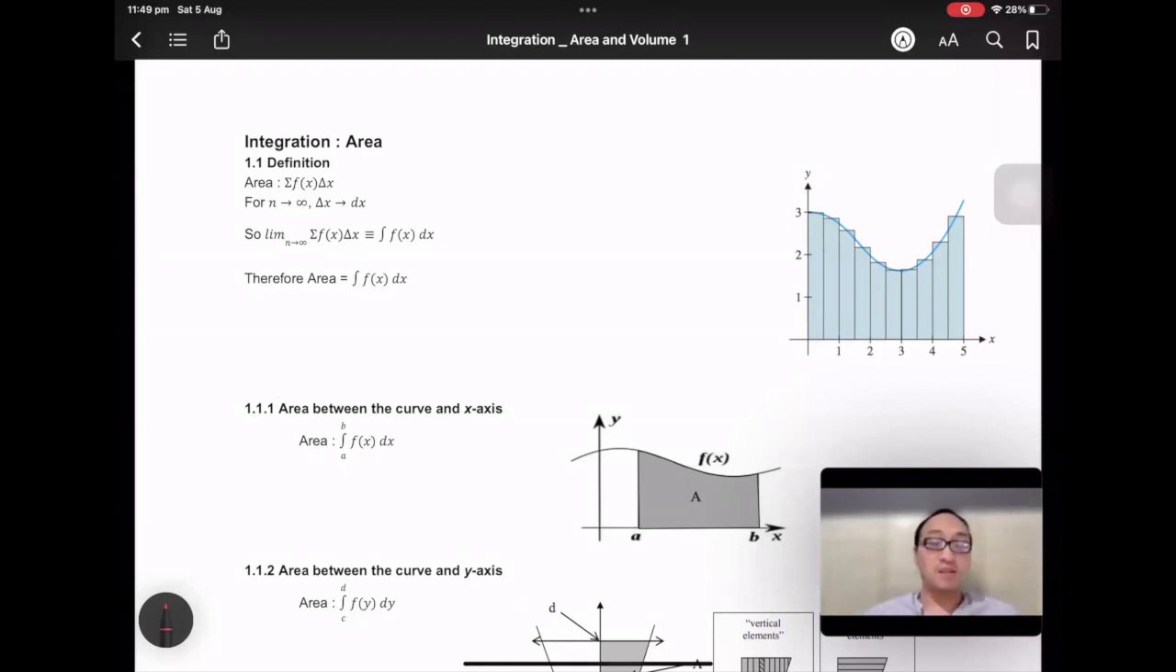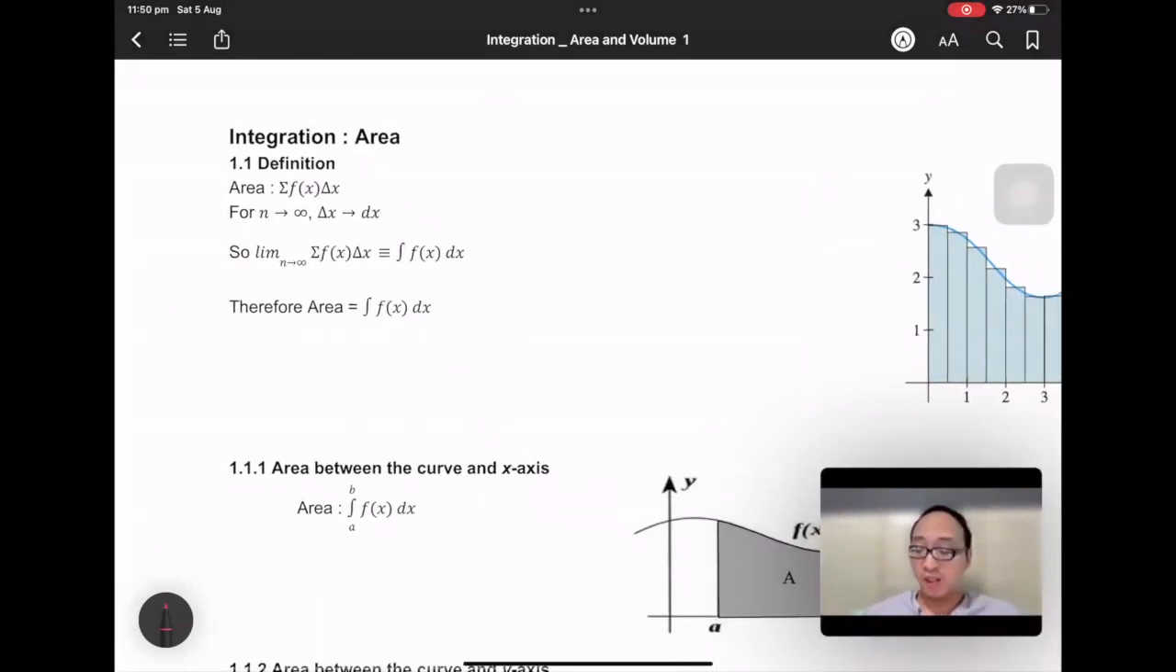Integration in this video is about the area and the volume between the curve and the Cartesian axis. We can use integration to find the area and the volume because one of the applications of integration is to find the area from a given curve and also the volume from the given curve when it is rotated about the x or y axis.